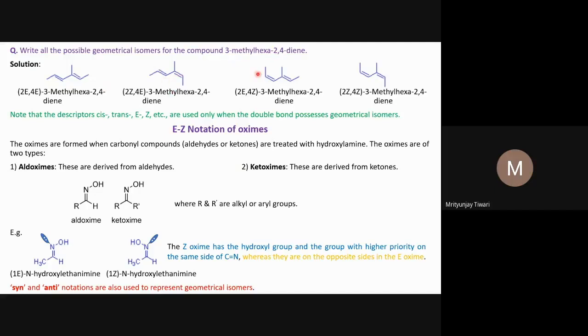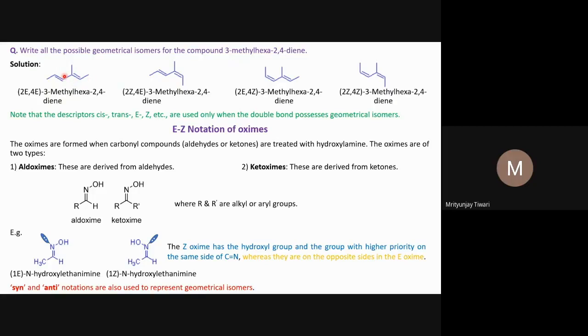This means a compound with this name and this molecular formula can have four geometrical isomers. So one can have four different compounds with the same molecular formula. Now, what is this form? This is the higher priority group, this is hydrogen, the lower priority group. This one is the higher priority group, this one is the lower priority group. So this will become E.